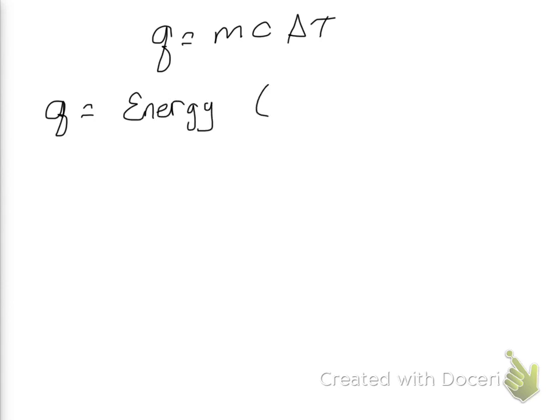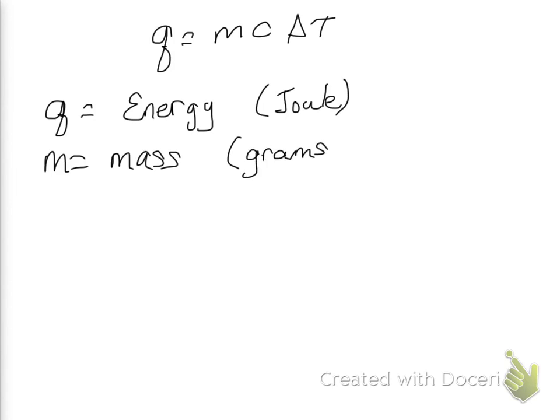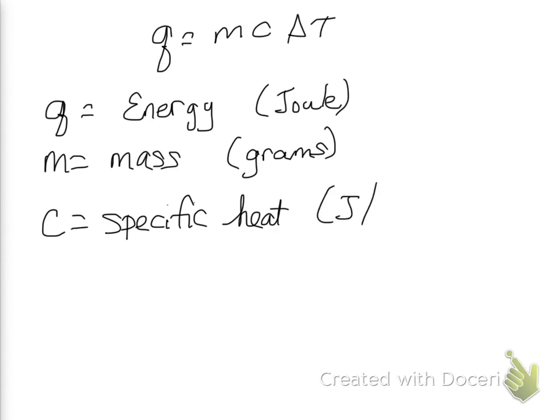When we're solving problems that involve specific heat, we use the formula Q = mcΔT. Q stands for the energy, and our unit for energy is the joule. M stands for mass, and in all of these problems, the mass has to be in grams. C stands for the specific heat, and that unit is joules per gram degree Celsius.